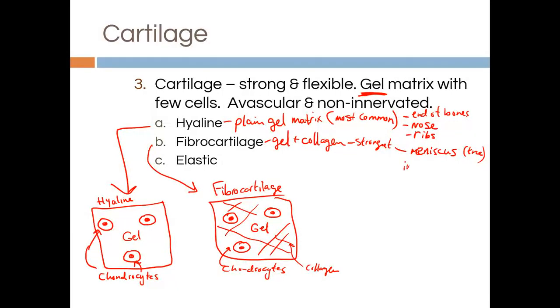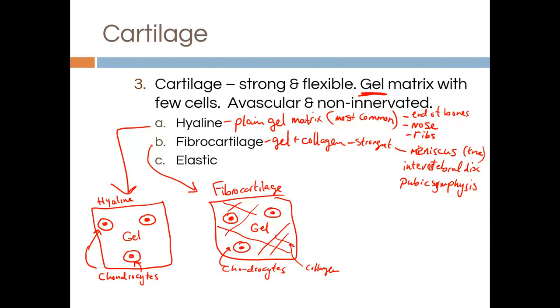This is your intervertebral discs, which is in between the bones of your spine. And we also find this in this area called the pubic symphysis, which is located in between the pubic bones. So it's in like the hip bone area.